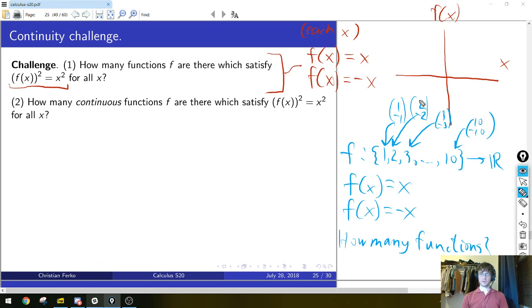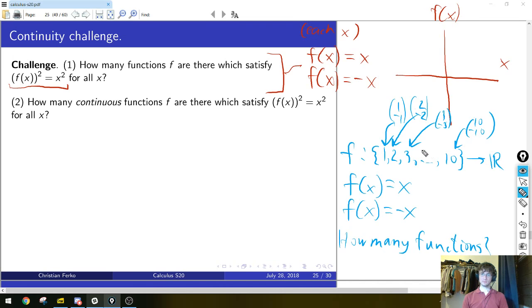So here's one function. Pick 1, 2, 3, 4, 5 up to 10. Here's another function. Pick 1, minus 2, then pick 3, 4, 5 up to 10. Here's another function. Pick 1, 2, minus 3, 4, 5, and so on up to 10. So I get to make 10 different choices, all independently, and there are two choices for each of those 10. So knowing that, how many ways can I choose one of those two choices 10 times?